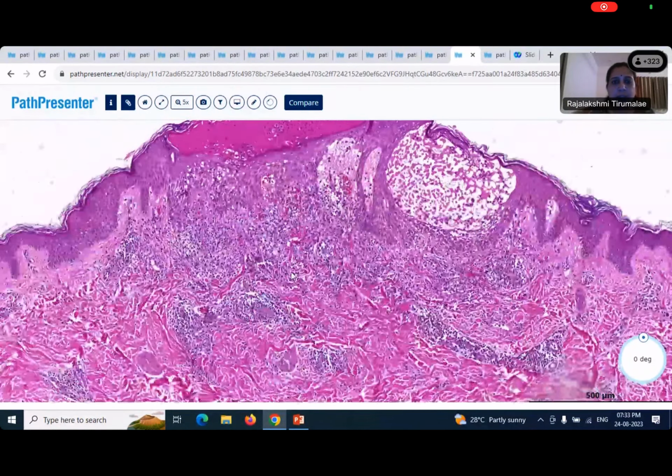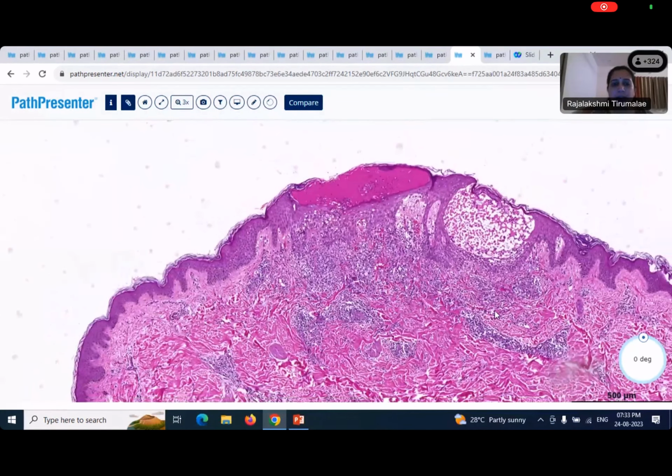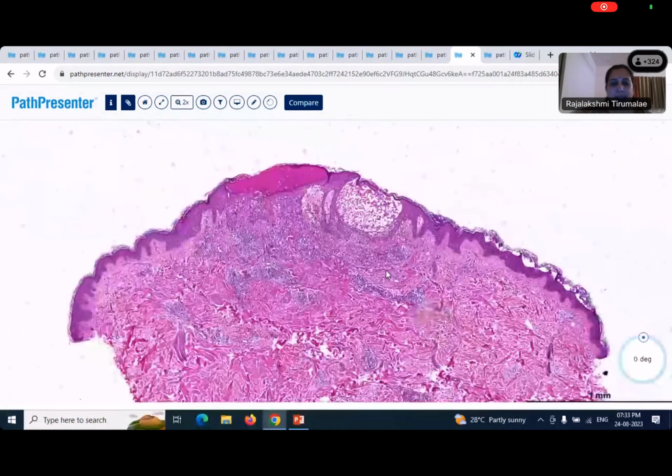Would you want to comment on the infiltrate? What is the nature of the infiltrate? Lymphocytic. Yeah, so it is predominantly lymphocytic. So you're not seeing too many other cells. Right, okay. So if I could just refine your description a little bit. As you rightly said, this is a perivascular infiltrate.